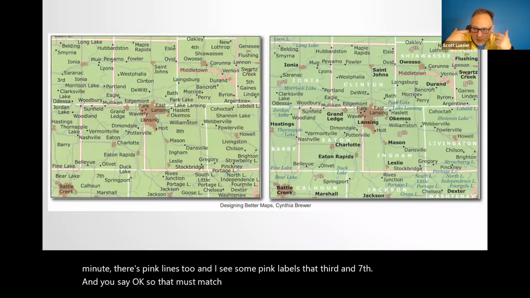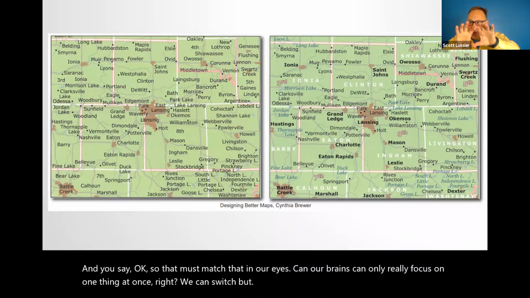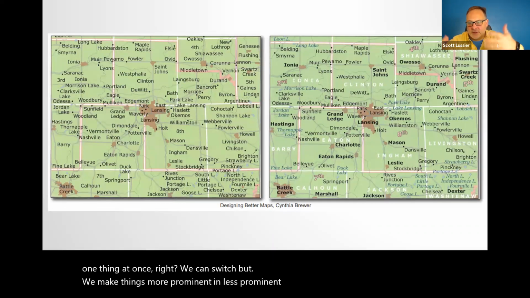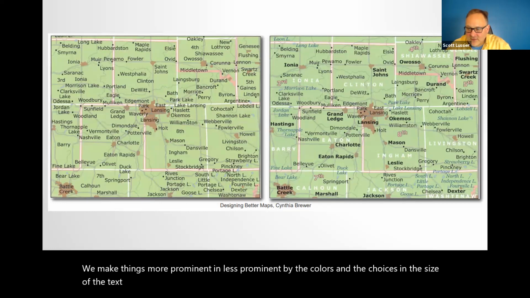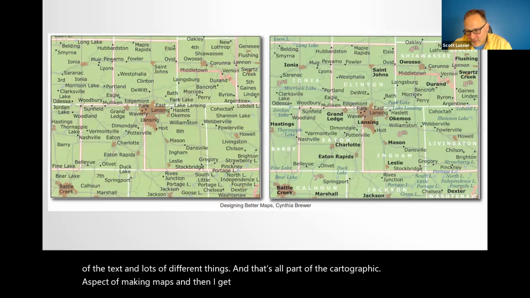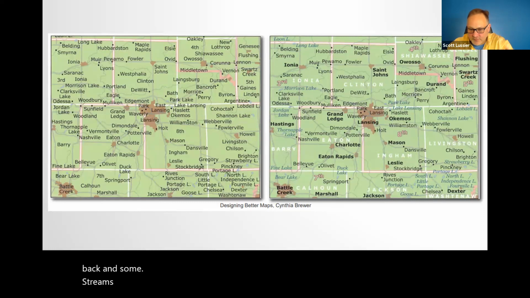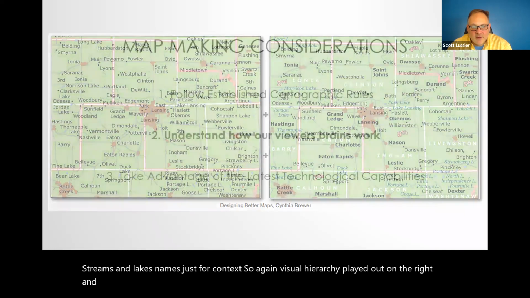And our eyes and our brains can only really focus on one thing at once, right? We can switch, but we make things more prominent and less prominent by the colors and the choices and the size of the text, and lots of different things. And that's all part of the cartographic aspect of making maps. And then I see some major roads, but they're really faded back, and some streams and lake names, just for context. So again, visual hierarchy played out on the right and really not on the left.